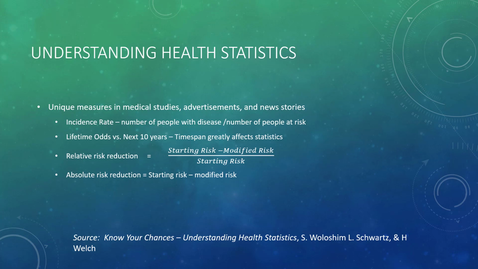Relative risk reduction is a number, and as you can see, that is the equation for it. You have your starting risk minus your modified risk, and then you divide it by your starting risk. This is generally going to be a higher number, and we'll see this in the next slide or two. And then you have your absolute risk reduction, which is just your starting risk minus your modified risk. What you generally will see in news articles or studies is the relative risk reduction because it's a much higher number and looks better in writing.